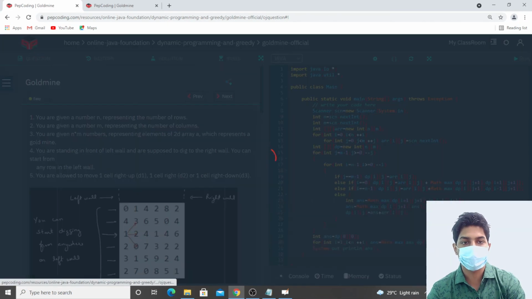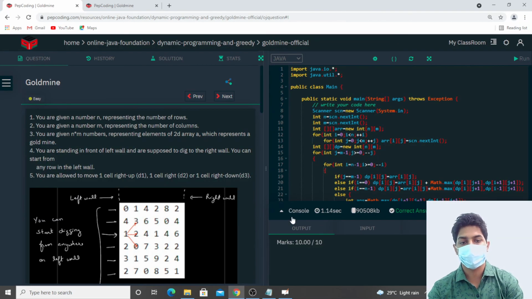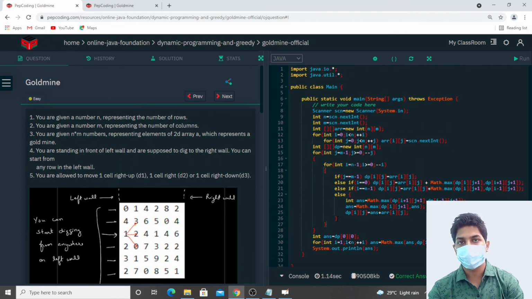Let's try to submit it, whether we are passing all test cases or not. Let's see that. We are passing all the test cases. That means our solution is correct. I hope you guys would have understood the solution.